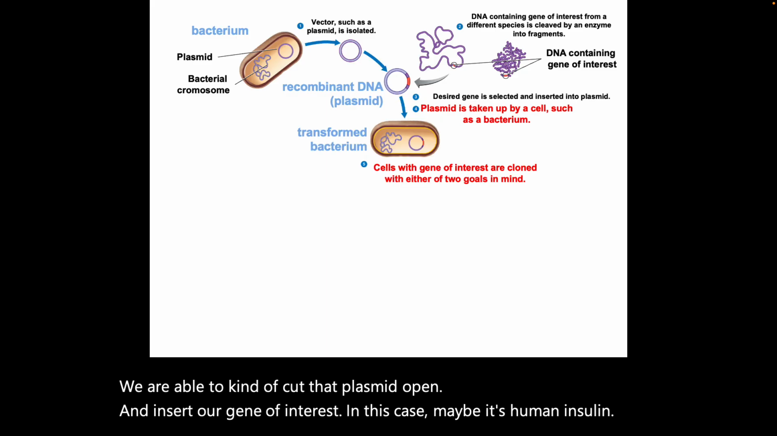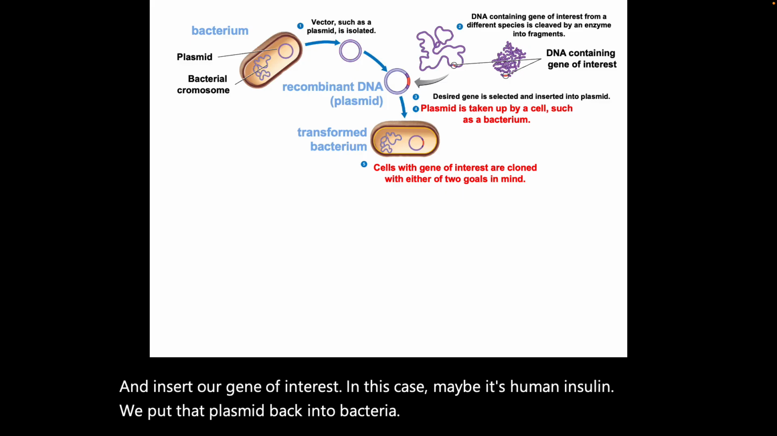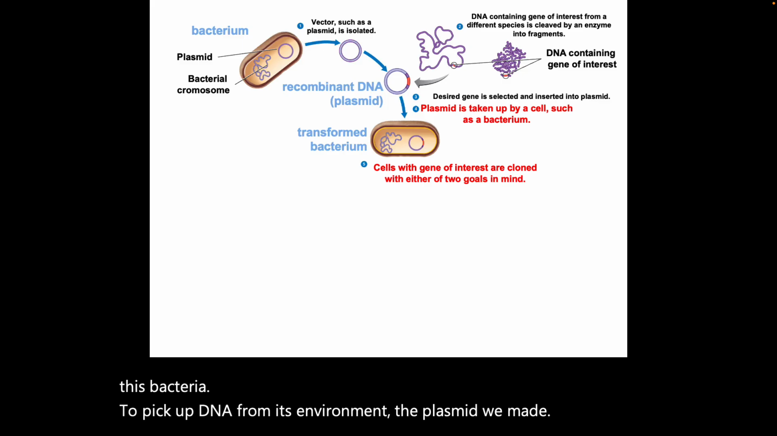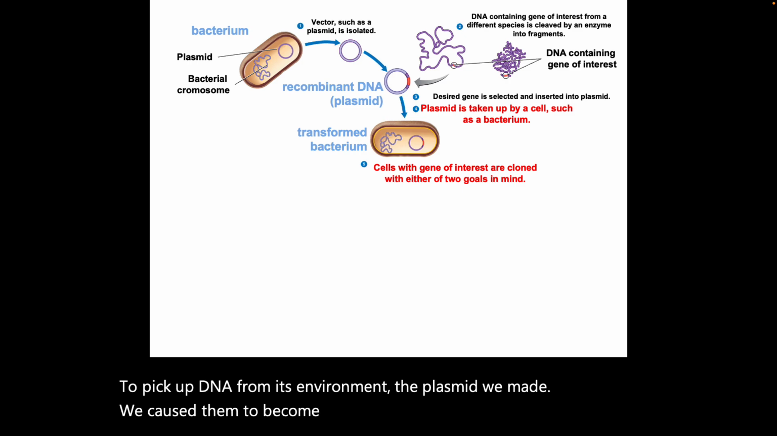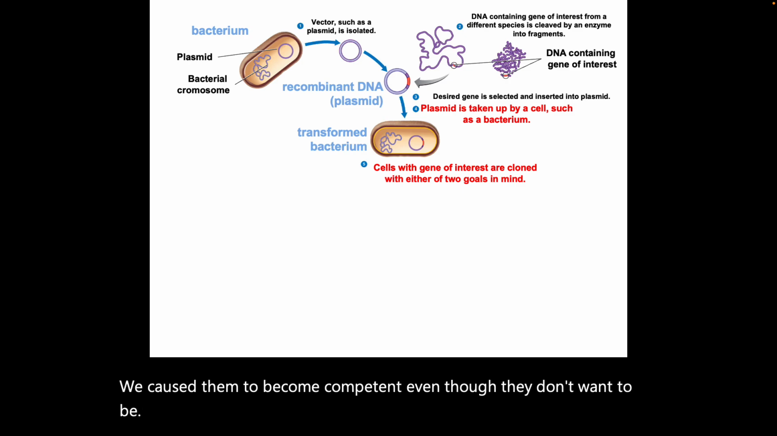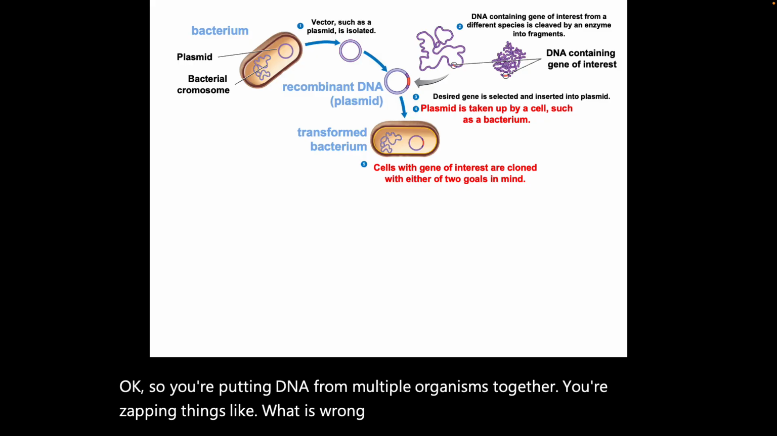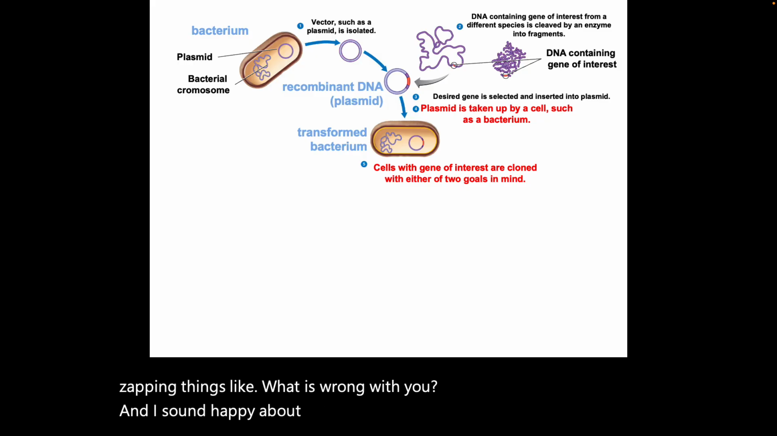We put that plasmid back into bacteria through transformation. We induce transformation. We force this bacterium to pick up DNA from its environment, the plasmid we made. We cause them to become competent even though they don't want to be, and we force them to pick up DNA. How do we do that? Really commonly we electrocute them. It sounds like, okay, so you're putting DNA from multiple organisms together, you're zapping things, what is wrong with you? And I sound happy about it too. It's just the way it works.